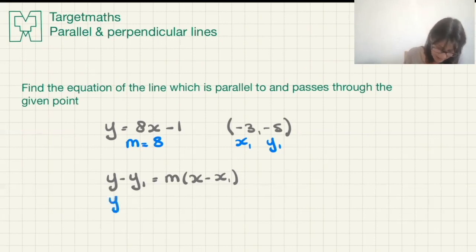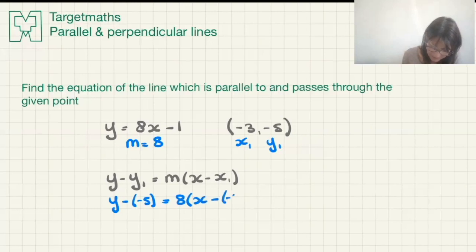So I've got y1 is -5. Now, I quite like putting that into a bracket. I don't think you have to, and if you don't like it, then don't. It can just be useful, and it's a nice way of dealing with negative numbers. The m is 8, and then I've got x minus, and then I've got -3 going in there. Close the bracket.